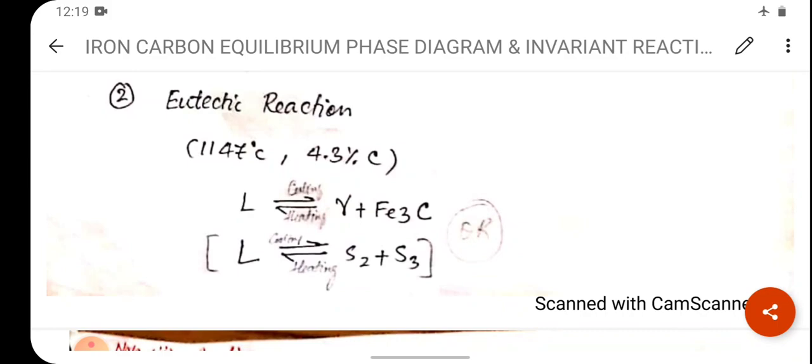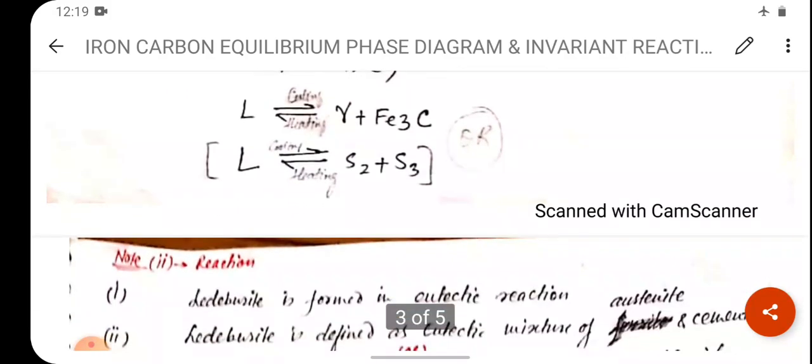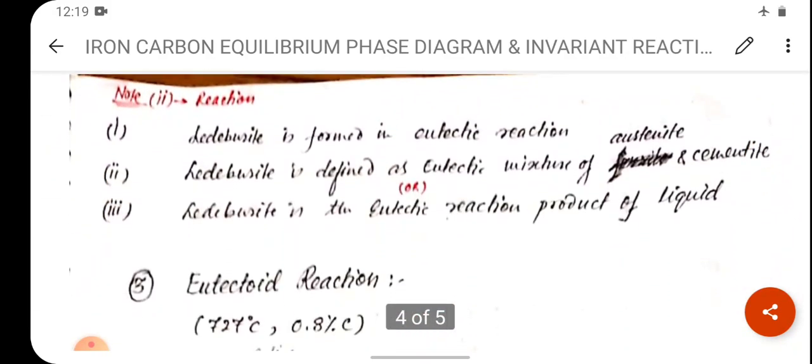So we can write another term: liquid on cooling will give us solid 2 plus solid 3, and solid 2 plus solid 3 on heating will give us liquid. So this is the second reaction in the iron carbon equilibrium phase diagram.